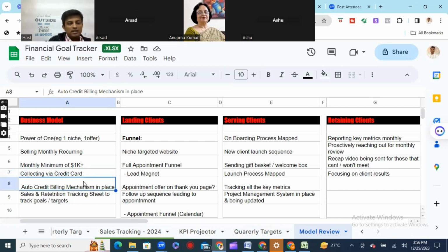And auto credit billing is very important. You just place your credit card and it gets auto debited, so you don't follow up for the payment. For the client, it is monthly automatically deducted and it comes to your bank account. So everything is possible in Go High Level. Then the sales retention tracking sheet. This is very important.